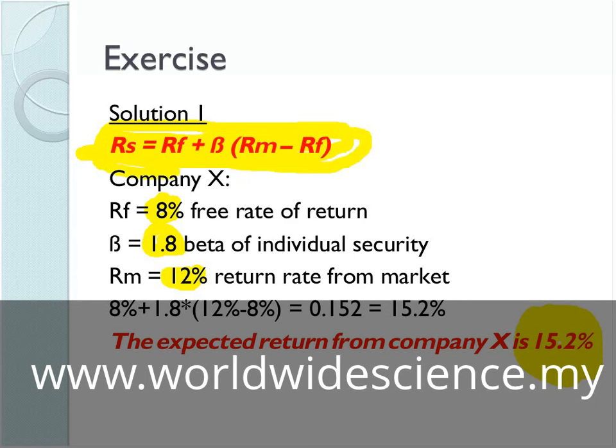We can identify our price when we know our risk-free rate of return is 8%. When we know the market return, the average market return, which is 12%. And the beta of the individual security, which we identify based on the field of the companies.